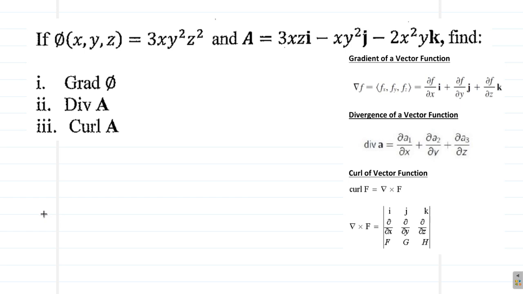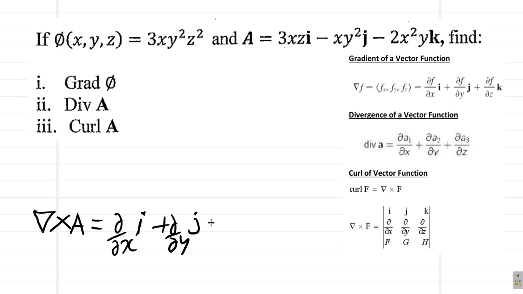So curl A is really del cross A, the cross product between the nabla, or the del, and the A. Really, nabla is partial by partial x in the i direction plus partial by partial y in the j direction plus partial by partial z in the k direction. Cross this thing here.